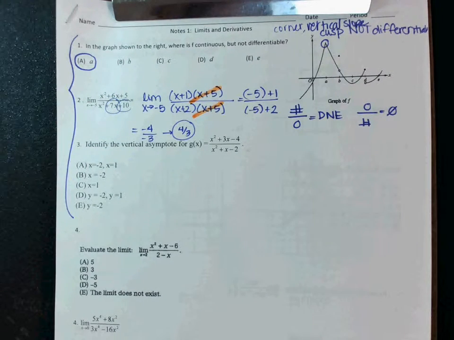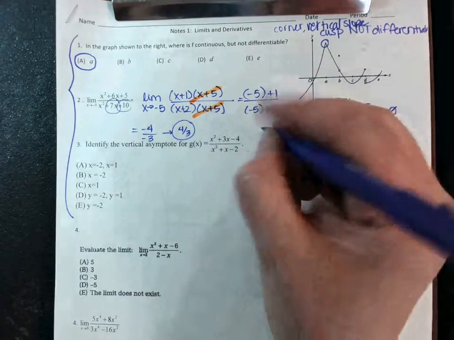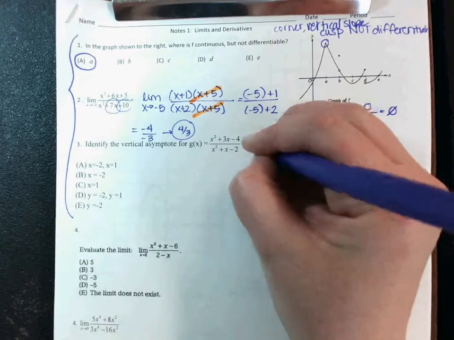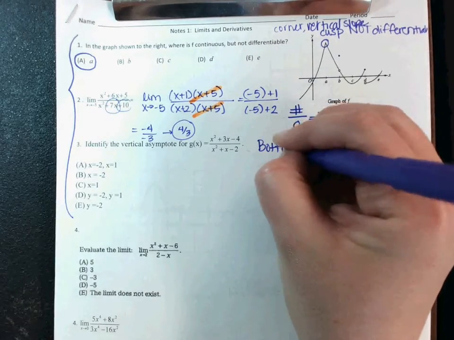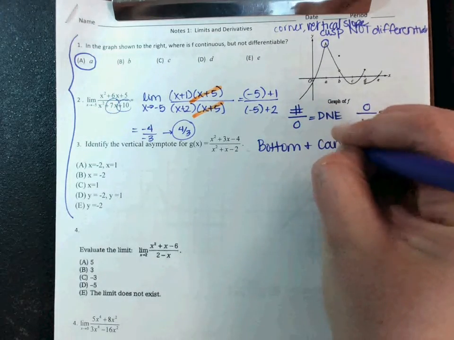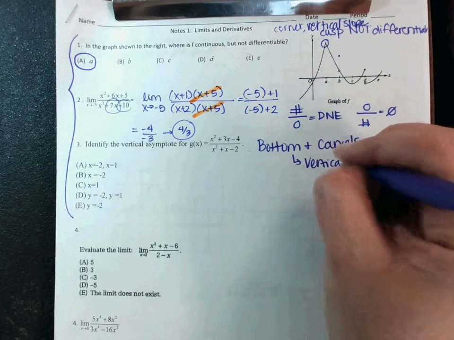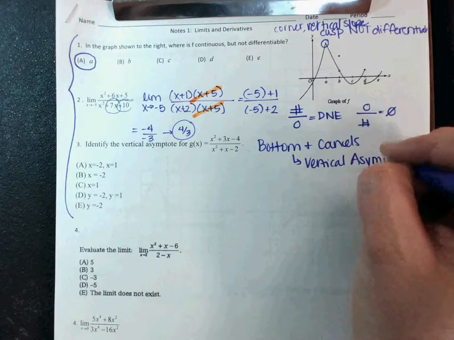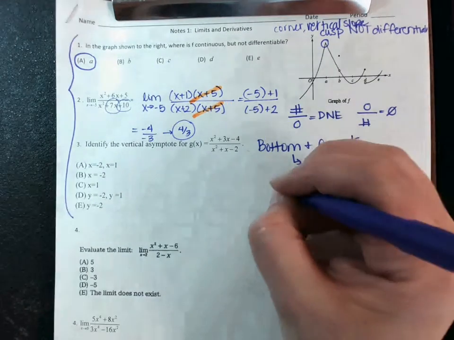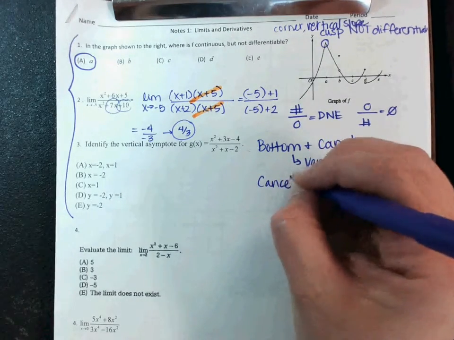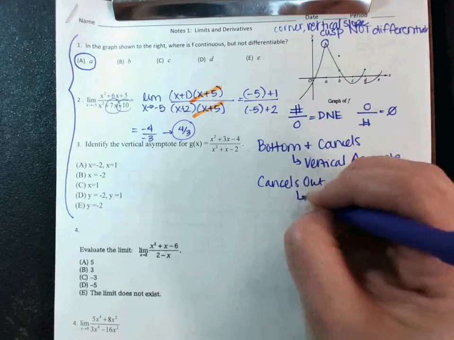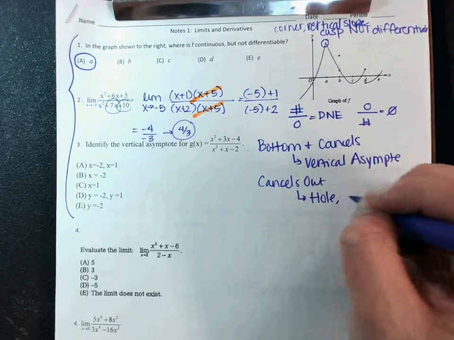So these asymptotes are going to be on the bottom, and then holes are the center. Yes. Okay, so it's like this. If it's on the bottom and it cancels, then it's a vertical asymptote. And then if it does cancel, then it's a hole. And that means that the limit still exists.